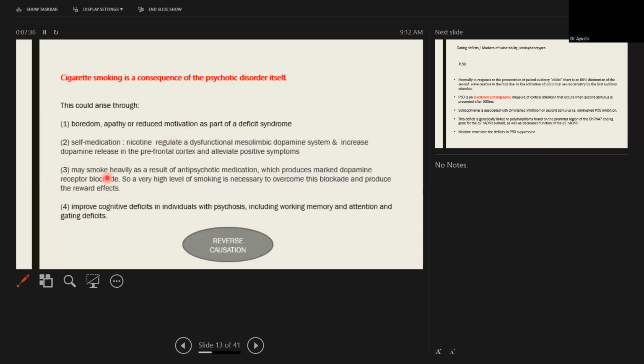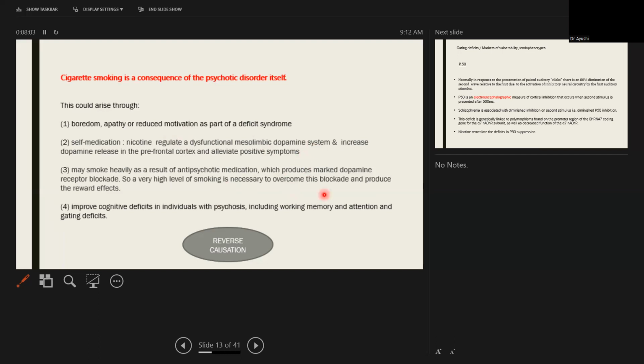Patients with schizophrenia may smoke heavily as a result of antipsychotic medications, which produce marked dopamine receptor blockade. So a very high level of smoking is necessary to overcome this blockade and produce reward, and to improve cognitive deficits in individuals with psychosis, including working memory, attention, and gating deficits. So this is a theory of reverse causation, that is, the smoking is a consequence of the psychotic disorder itself.